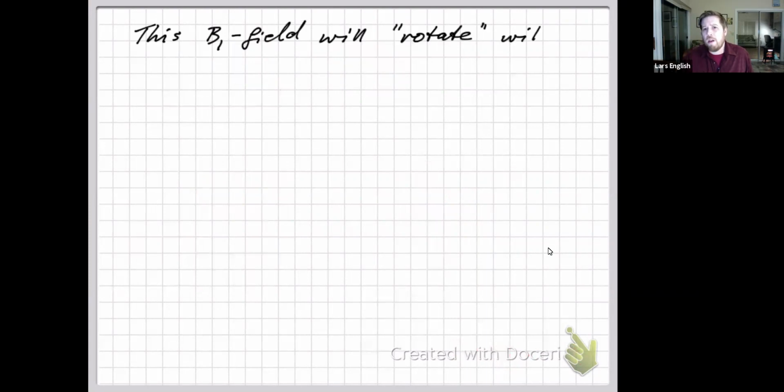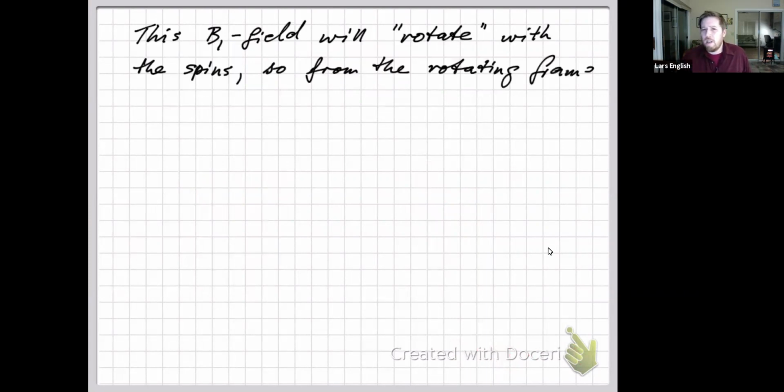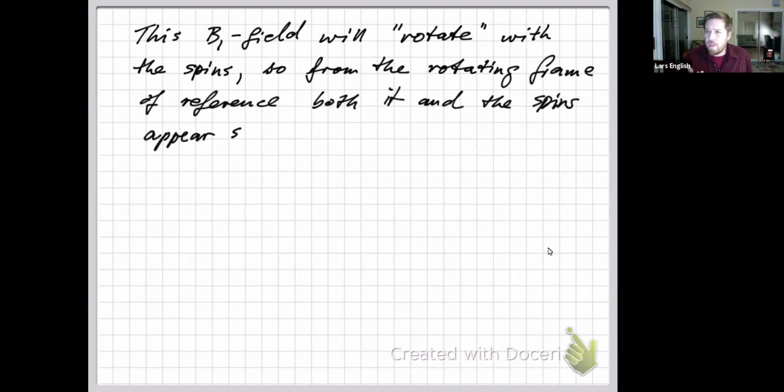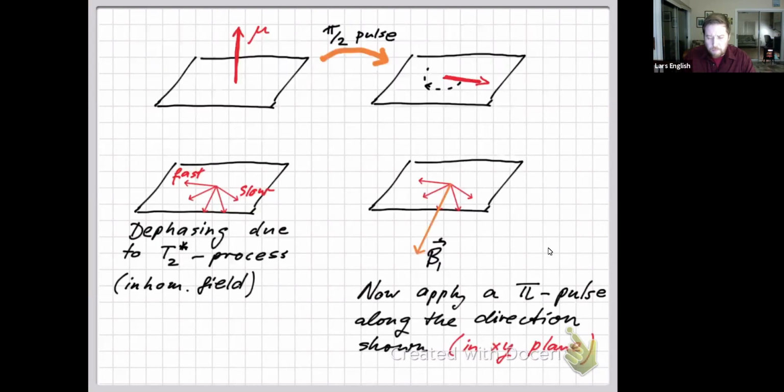Okay, so this B1 field that we're now introducing at a later time will also rotate with the spins. So from the rotating frame of reference, it sort of appears static. The spins also appear sort of static as well in that frame. Okay, and so in that rotating frame, this picture here is pretty much static, right? So of course in the laboratory frame, everything is revolving around the z-axis. But in this rotating frame, we basically get more or less this static picture.